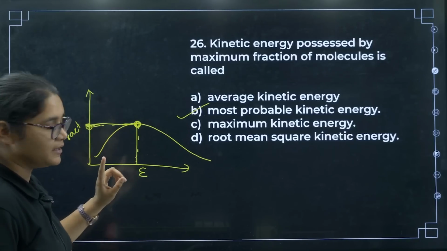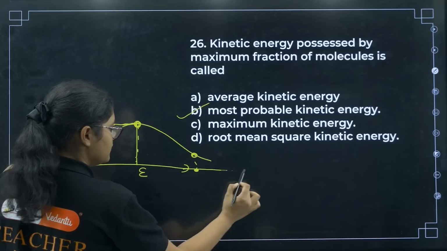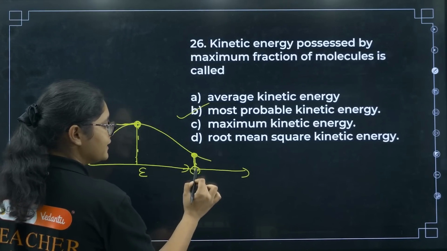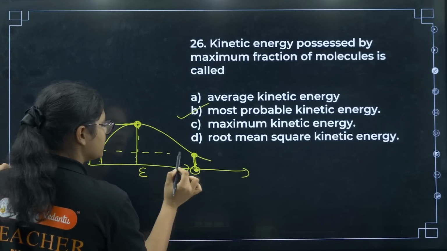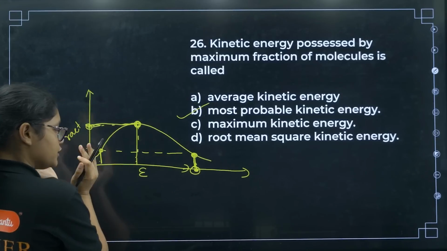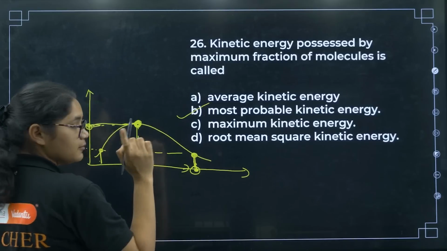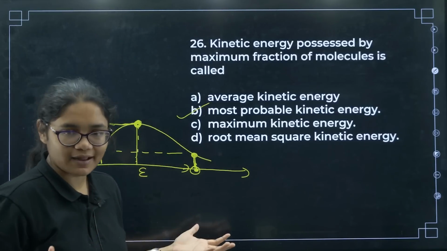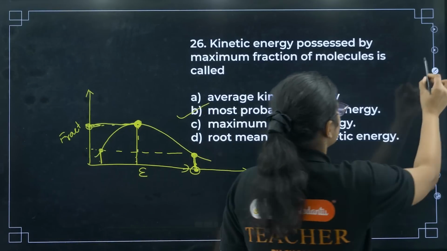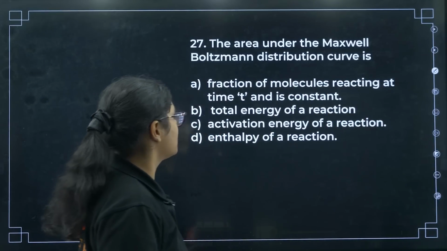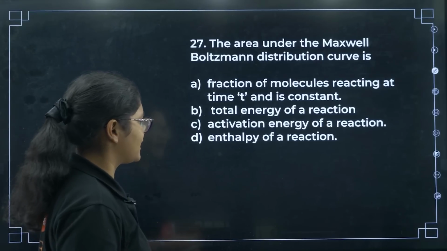It is not the maximum energy. See, this particle's energy value is here, right? This is the one which has high energy, this is the one which has low energy, but the fraction of molecules is small: fewer molecules have low energy and high energy. The maximum number of molecules have the average value of energy, which is called your most probable kinetic energy.